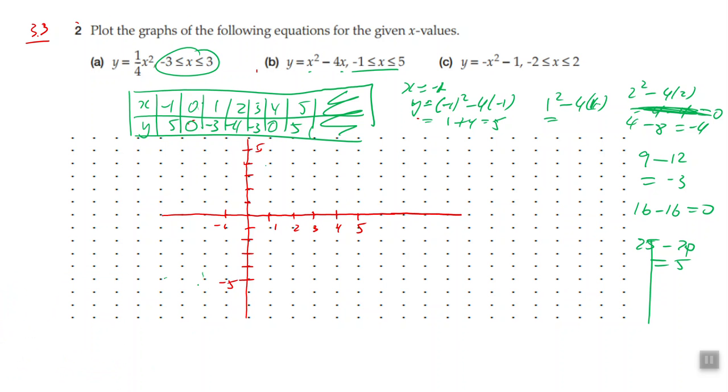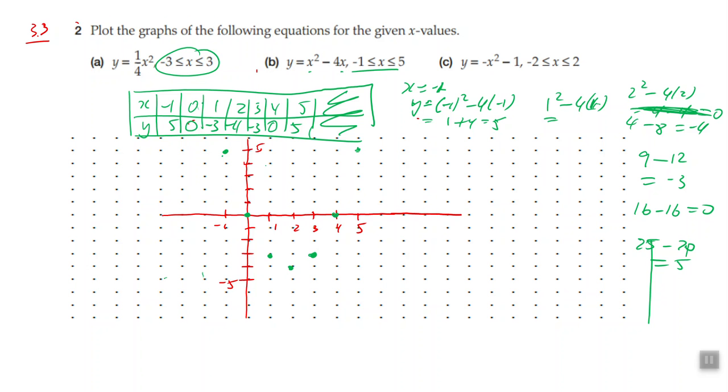So all I need to do is plot the points. We've got -1, 5, which is up here. 0, 0 is here. We've got 1, -3, which is over here. 2, -4 is here. 3, -3 is here. 4, 0 is here. And 5, 5 is here.